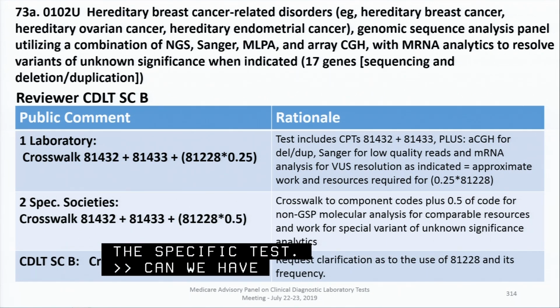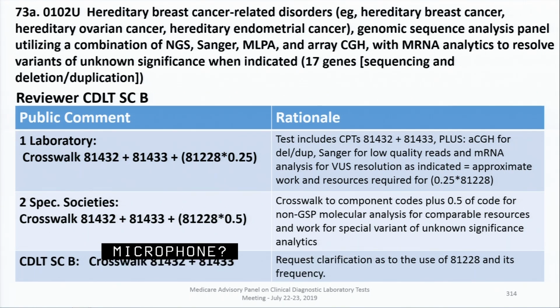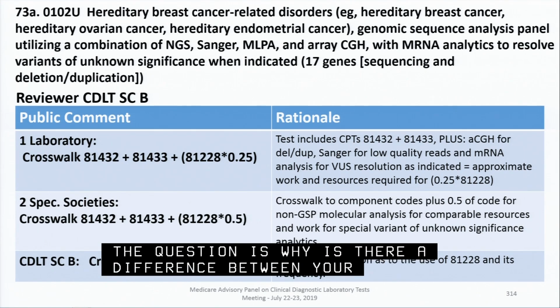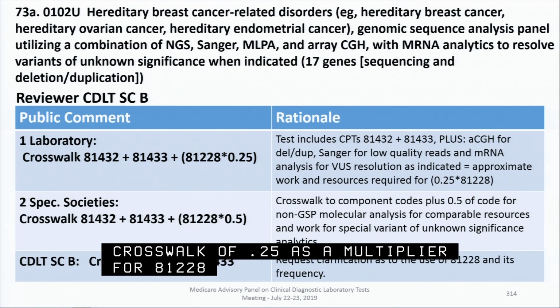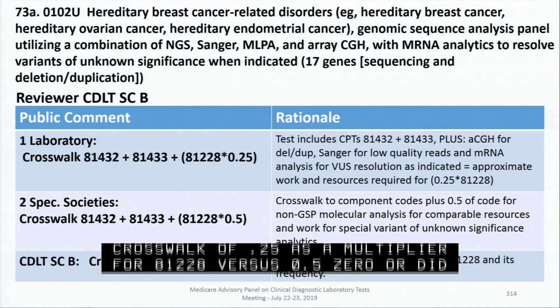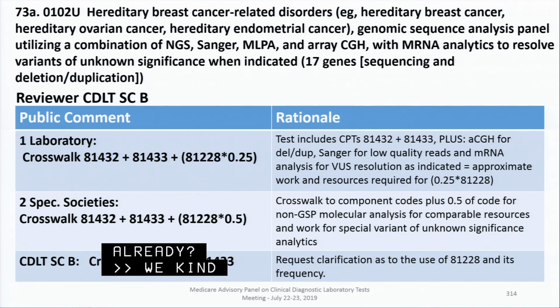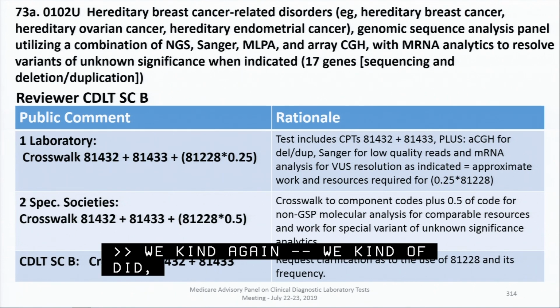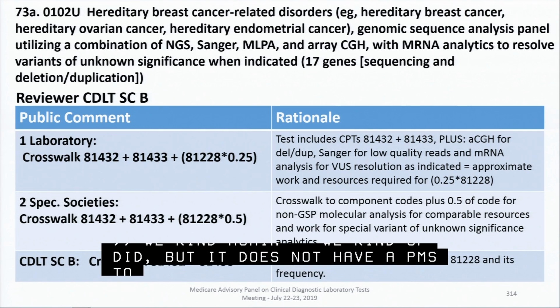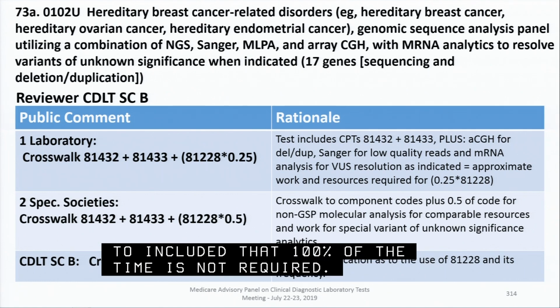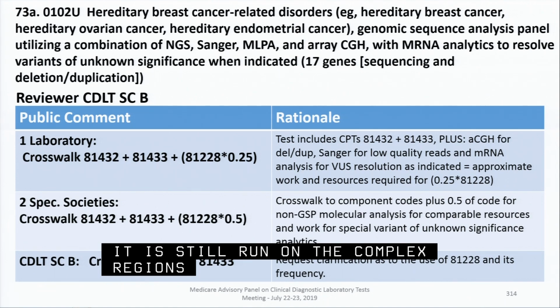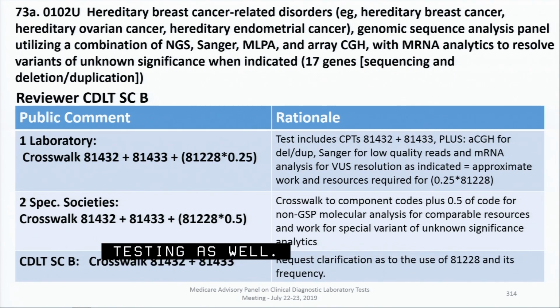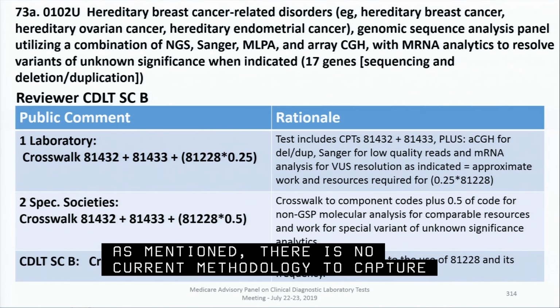And I believe the question is, why is there a difference between your crosswalk of 0.25 as the multiplier for 81228 versus 0.50? Or did we have this conversation already? We kind of did, but it's worth clarification. This particular panel does not have PMS2 included in it. Therefore, 100% of the time MLPA assay is not required. However, it is still run on those complex regions, as is our ACGH for the deletion duplication testing as well. And as mentioned, there's no current methodology to capture the costs and resources that the laboratory uses and expends in order to perform those additional methodologies.